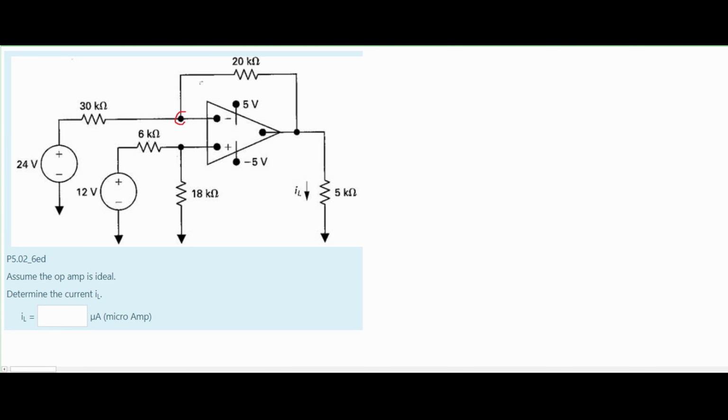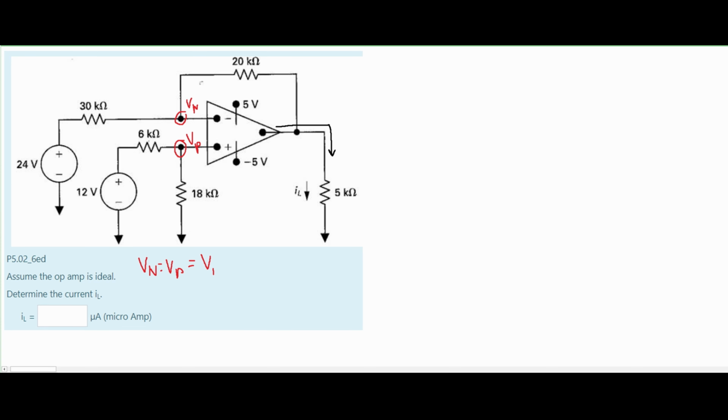So if we take this node right here and say this is Vn for negative and this is Vp for positive, our Vn is equal to our Vp. So we can use node voltage analysis to find the output voltage from our op amp. If we find the output voltage, we can put our voltage over the 5 kilo ohm resistor and use Ohm's law to find our current. So we're going to start this off. Instead of using Vn and Vp interchangeably, we're just going to set this equal to a V1. That way we can combine them and see them a little bit easier.